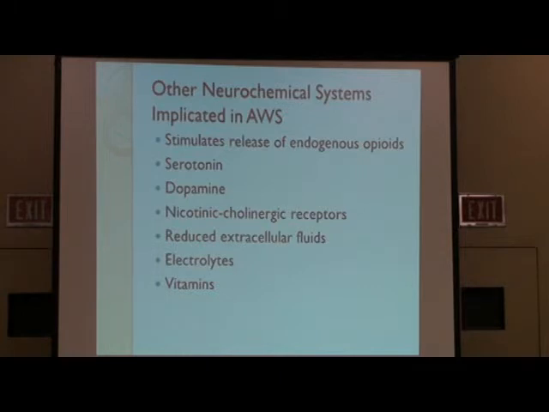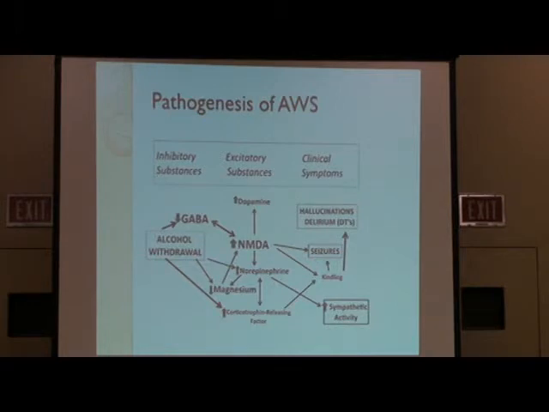There are other neurochemical systems that can impact alcohol withdrawal. I'm not going to go into detail on these, but I think they help inform us in terms of other potential interventions, other medications that could perhaps be studied in terms of managing alcohol withdrawal syndrome. This is a diagram which attempts to pull most of that together.